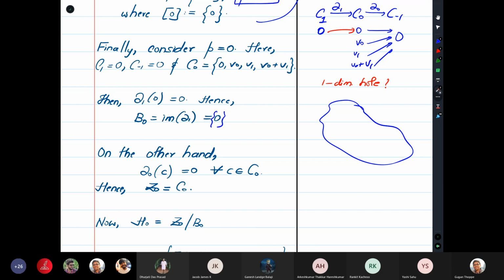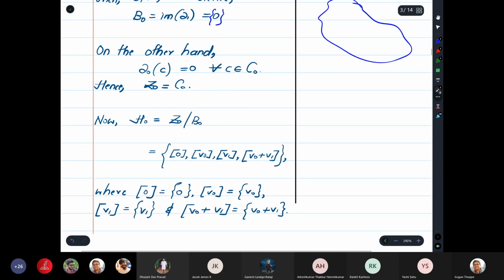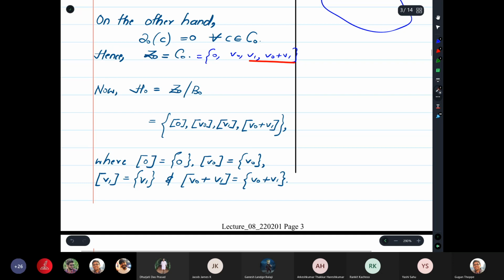All right. But at this point, what I want you to appreciate is that this B0 is the set which only has 0, whereas this Z0 has every element in C0. So this Z0 is made up of 0, V0, V1, V0 plus V1. Now we need to compute the quotient of Z0 with respect to B0. Z0 has 4 elements, so I have written down the equivalence classes of all these 4 elements. This is the equivalence class of 0, this is the equivalence class of V0, V1, and so forth. Now we have to make sure what these equivalence classes are and whether they are different or not.